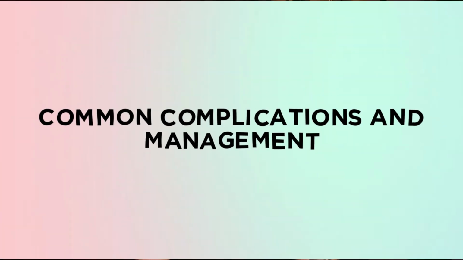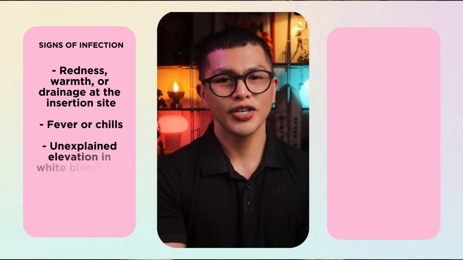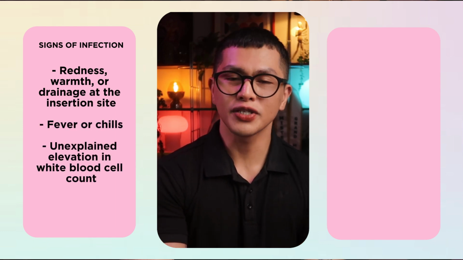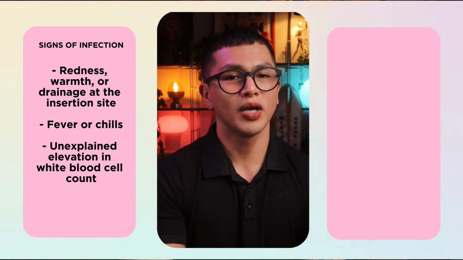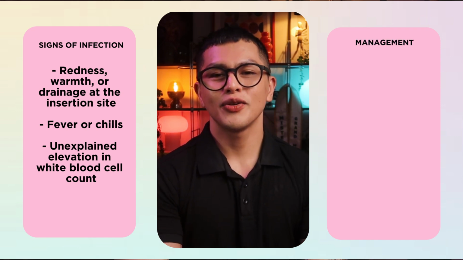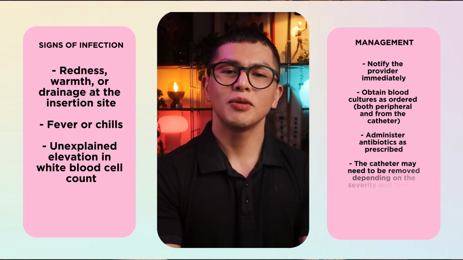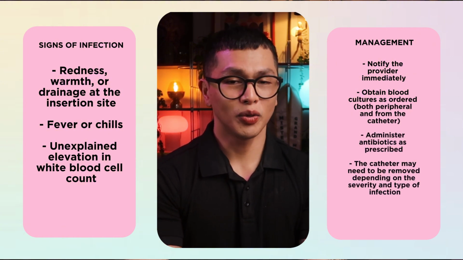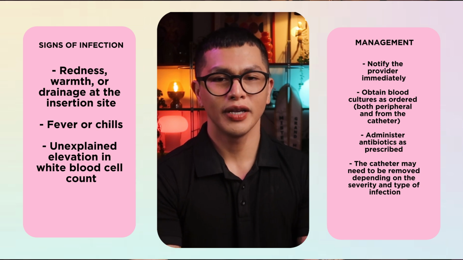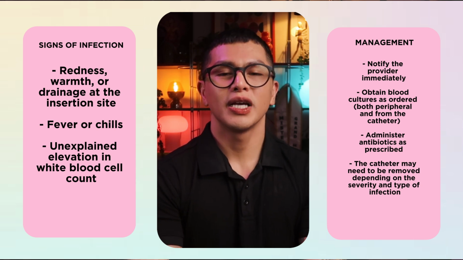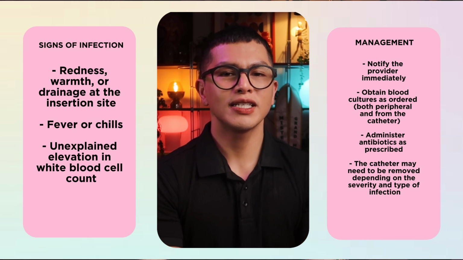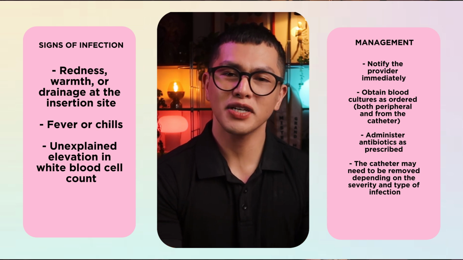Common complications and management. Regardless of the type of central venous catheter, there are several common complications that nurses should be vigilant for. Here are some of the signs of infection: redness, warmth, or drainage at the insertion site, fever or chills, unexplained elevation in white blood cell count. Management. You have to notify the provider immediately. Obtain blood cultures as ordered, both peripheral and from the catheter. Administer antibiotics as prescribed. The catheter may need to be removed depending on the severity and type of infection.